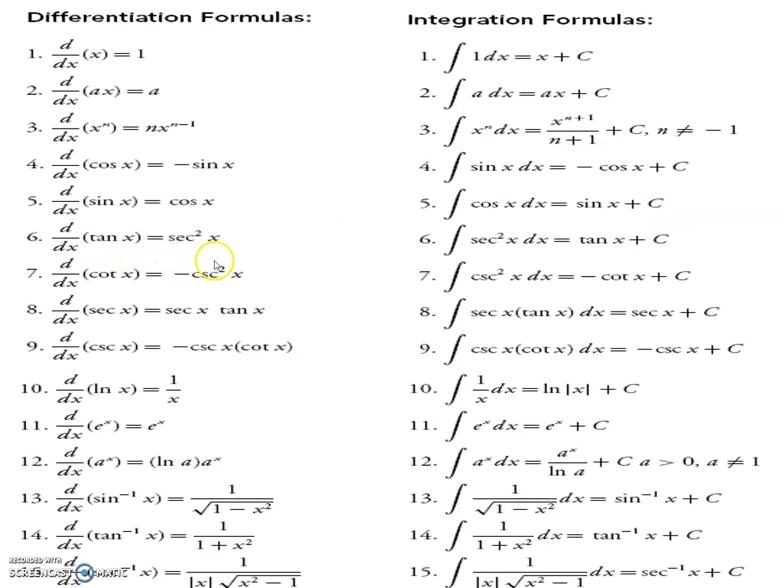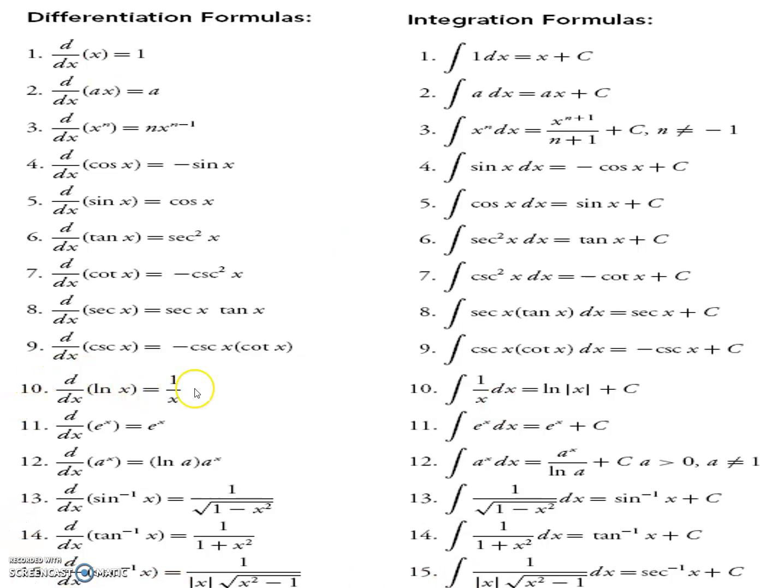Derivative of tan x is sec square of x. Integration of sec square of x dx is tan x plus c. Derivative of cot x is minus cosec square x. Integration of cosec square x dx is minus cot x plus c. Derivative of sec x is sec x into tan x. Integration of sec x into tan x dx is sec x plus c. Derivative of cosec x is minus cosec x into cot x. Integration of cosec x into cot x dx is minus cosec x plus c.